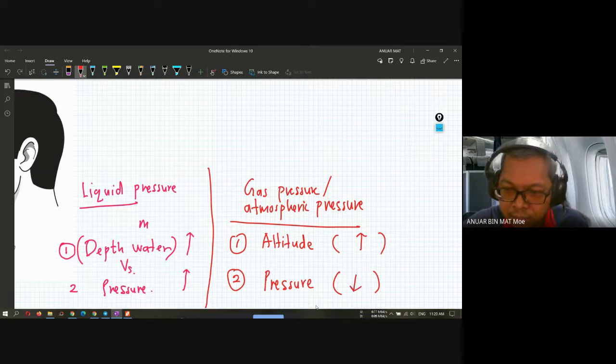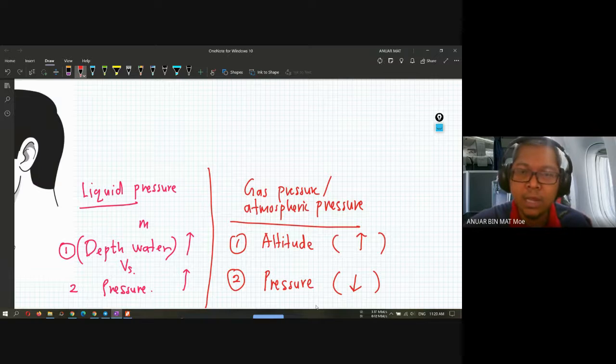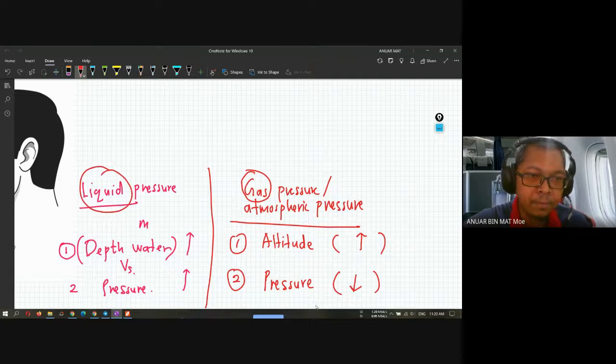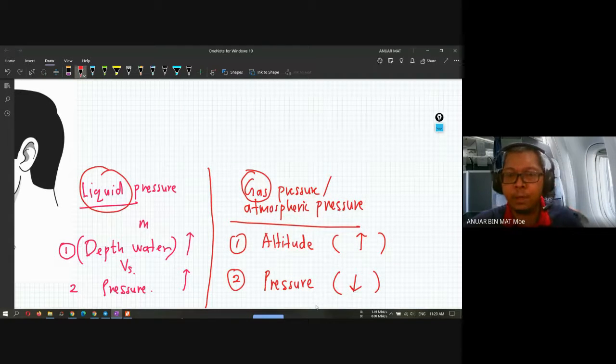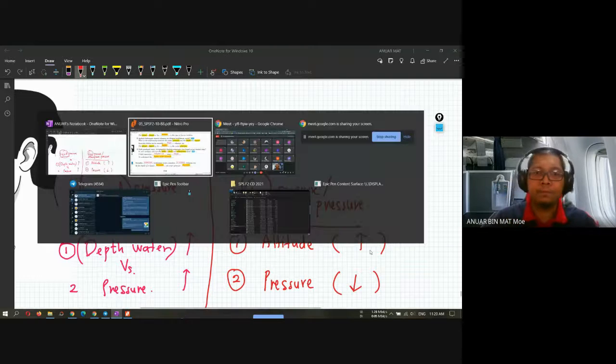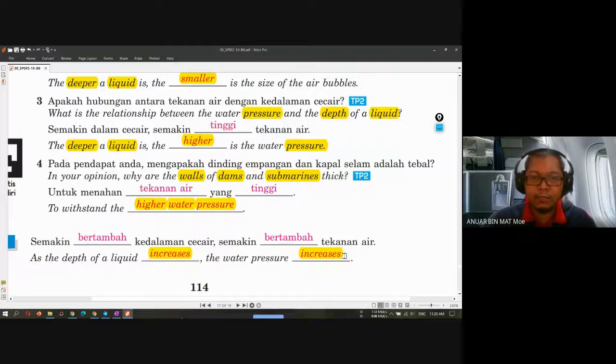So, decrease. Okay, this is the difference between gas pressure and liquid pressure. As you go higher, the air pressure decreases. Lower altitude, higher air pressure. Okay, right. Can you understand? Okay, good. Okay, next one.